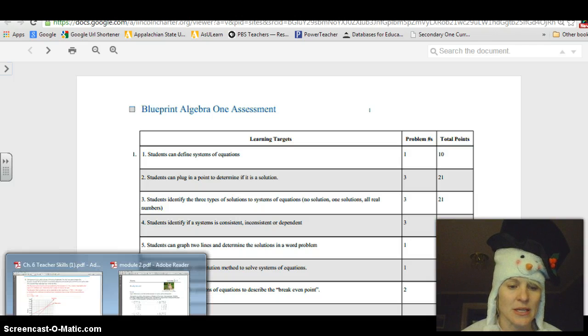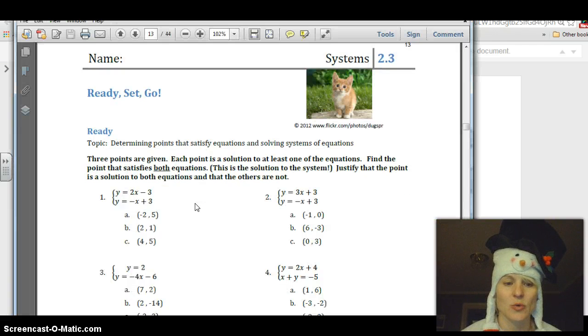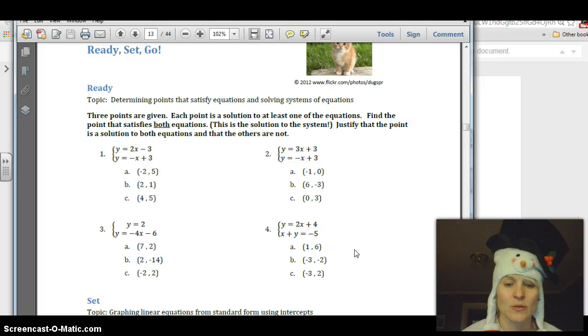Number 2 says students can plug in a point to determine if it is a solution. You can study this by going back to your 2.3. 1, 2, 3, and 4 are all examples of what you will see on your test tomorrow. You'll be given actually 4 choices instead of 3 to figure out what is the solution for the systems of equations. And hopefully you know by now you have to plug in your x and your y, and it has to work out for each one.